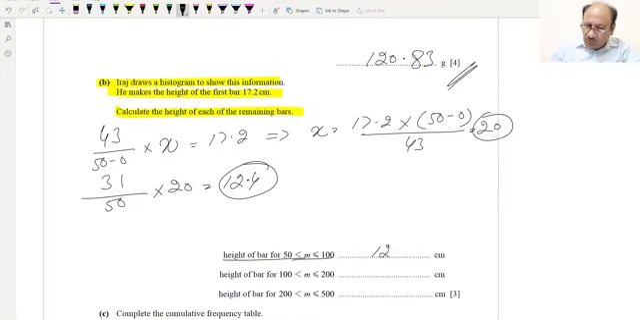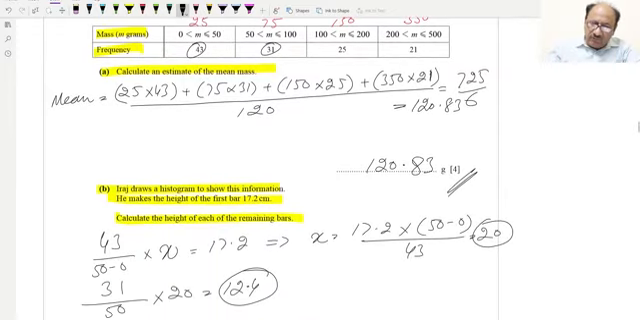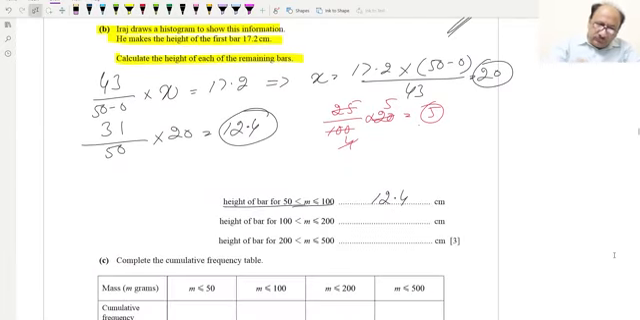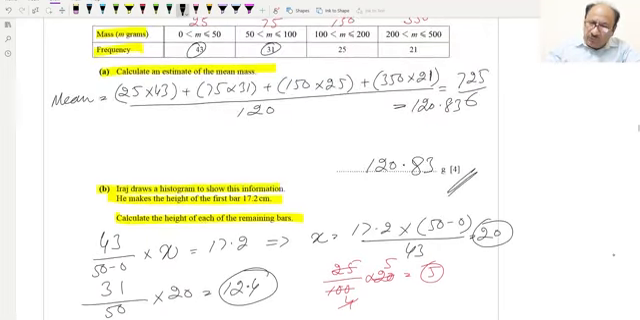For the next, which is 25, we can calculate by changing color. So 25 over the class width, which is 200 minus 100, which is 100, into 20. The 4s and 5s cancel, so this will be equal to 5. So this will be 5 centimeters, the height of the bar from 100 to 200.